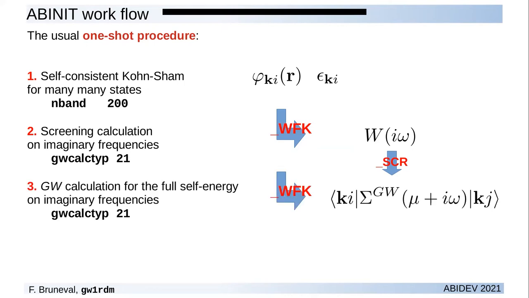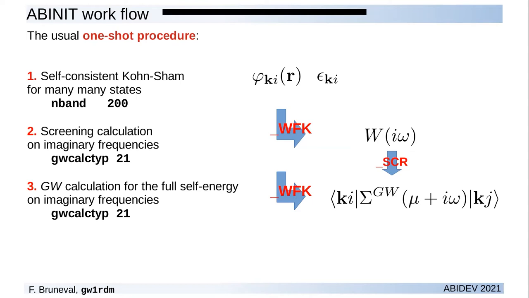Then third step, as in a regular GW calculation, we will evaluate the GW self-energy, here for imaginary frequencies. And that's what you do when you select the option gwcalctyp 21. So this is something that, so far, everything was already in Abinit for several years.